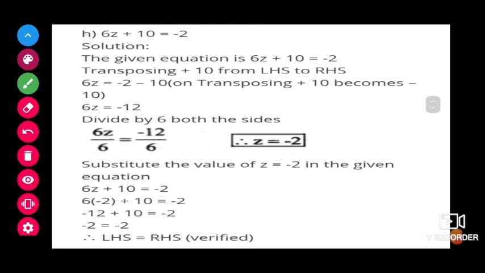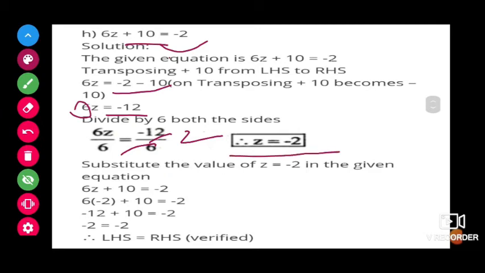Next, 6z plus 10 is equal to minus 2. Here also the same way, children. First, plus 10 is there, so if I send it to that side, it will become minus 10. So 6z is equal to minus 2 minus 10. We will get 6z is equal to minus 12. Now here is the multiplication 6, next we have to send the 6. If the multiplication 6 goes to that side, it becomes division 6. So z is equal to minus 12 by 6. 6 ones are 6, 6 twos are 12. We will get z is equal to minus 2.